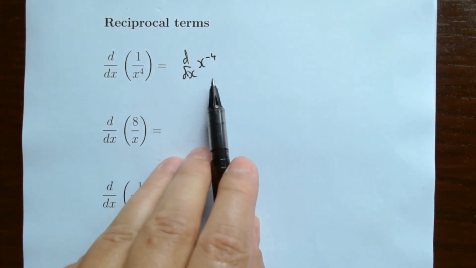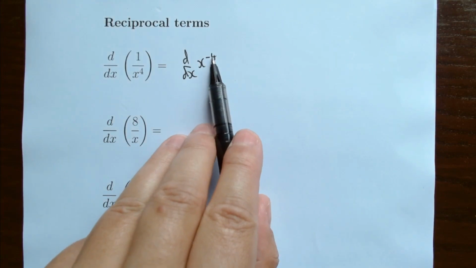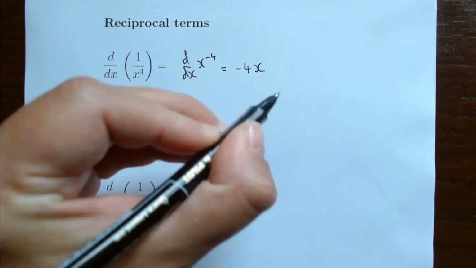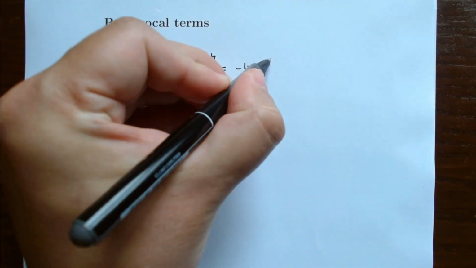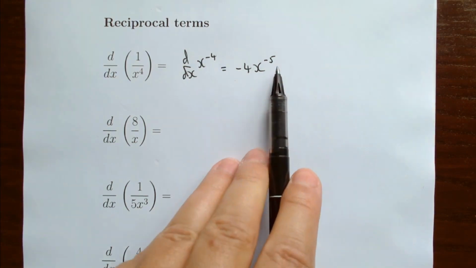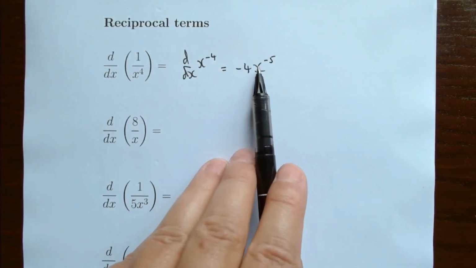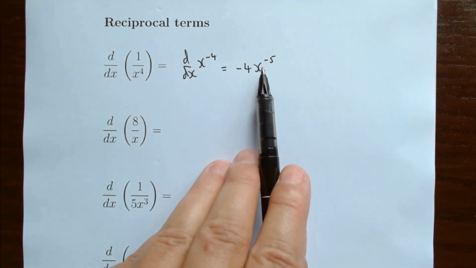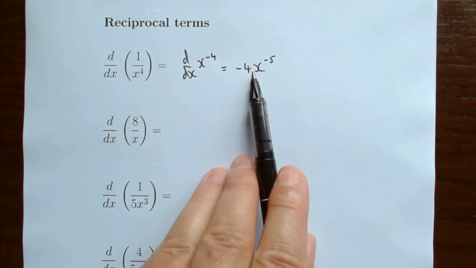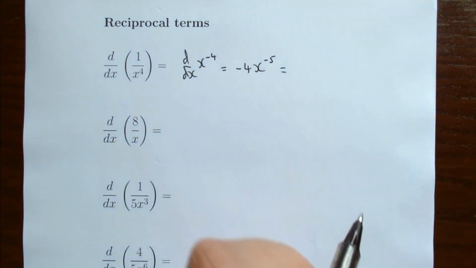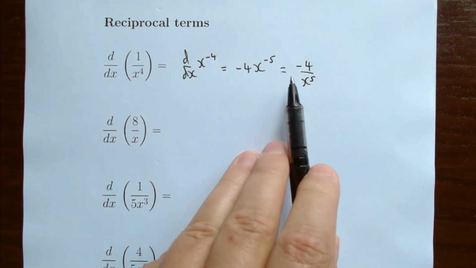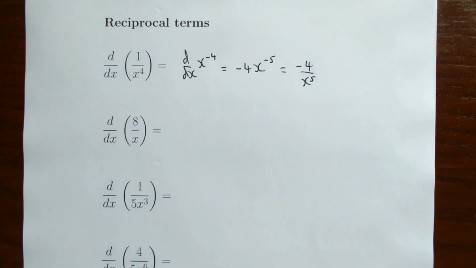And only when it's in this form can we now differentiate it, so the minus 4 comes down, and then you minus 1 off the power is minus 5. And that's the answer, and that's finished. But we can put it back in as a fraction if we want, and I'll just do that. And these are both the answers, so either one should be fine.